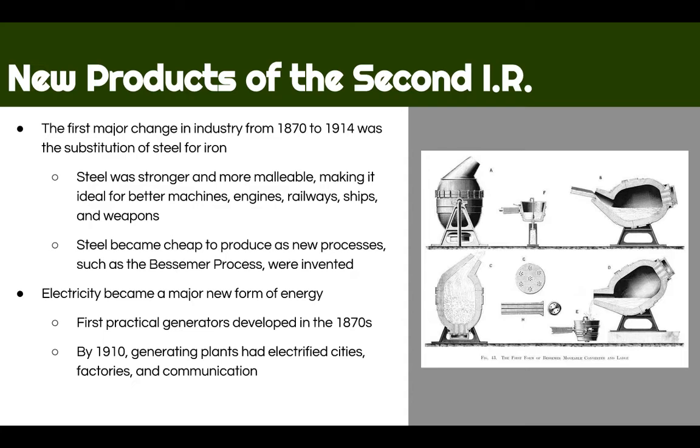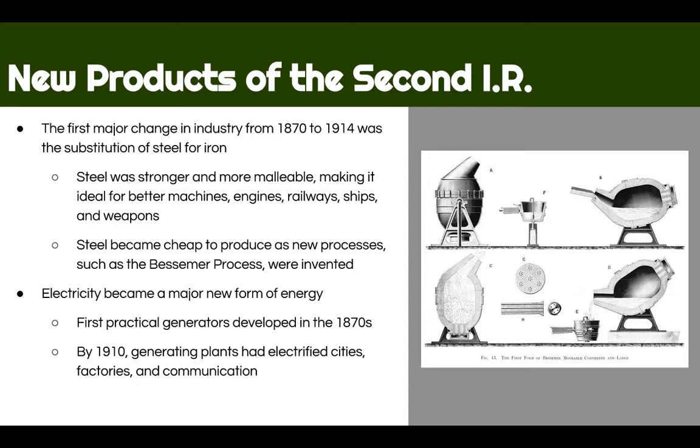So let's talk about some of the things that characterize the second industrial revolution, starting with new products. The first and most notable change was the substitution of steel for iron. Steel had been around for quite some time, but it was very expensive to produce and hard to produce large quantities of. Steel was stronger and more malleable than iron. You could bend it in different ways.